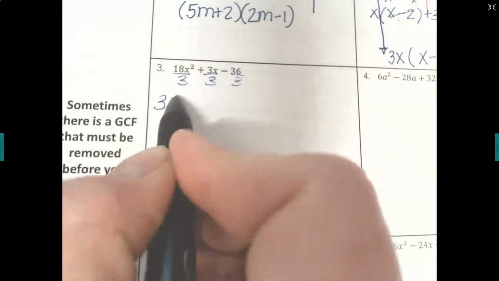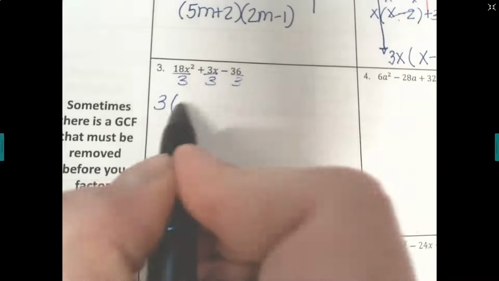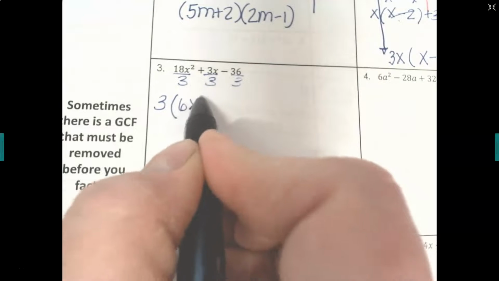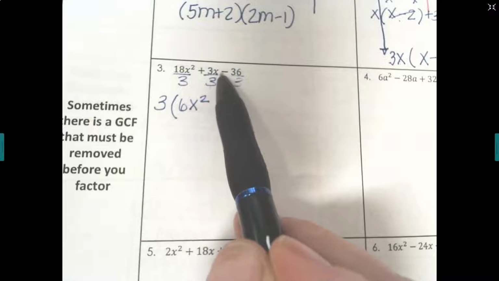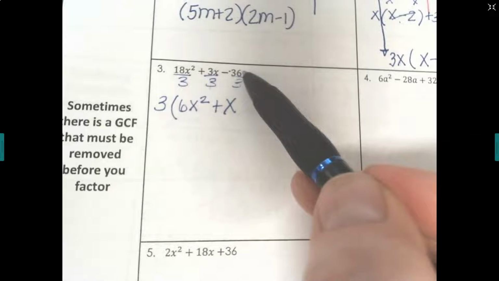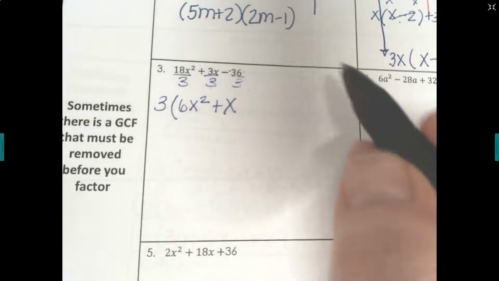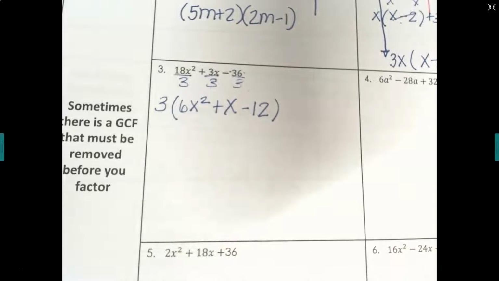So I'm going to take out the 3, and what will be left behind is 18 divided by 3 is 6, and then we have our x squared. That didn't simplify. 3 divided by 3 cancels to 1, which leaves just the x. And then negative 36 divided by 3 is negative 12.